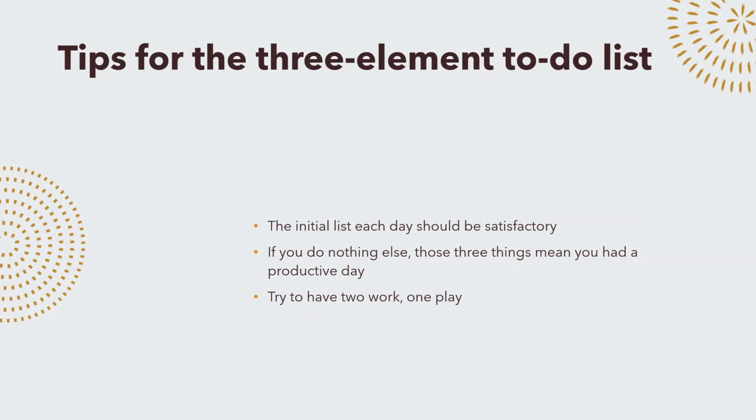It's a good idea to try to balance work and life. I personally recommend 2 work and 1 play, or if you don't want to think of it as play, 2 things that are boring that you don't want to do but you have to do, and 1 thing that you're really fascinated by and you really, really want to get done. Remember, the 3-element to-do list is all about motivating you to try to get your stuff done. So if you're not motivated to do it because everything you always put on your list is really boring, then it's not going to be an effective method for you.